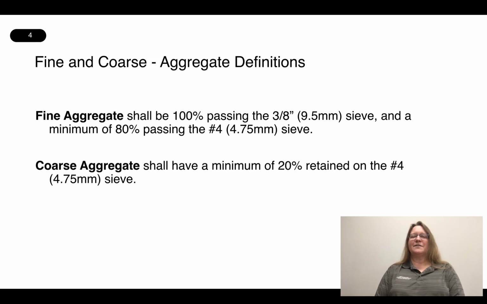And so for fine and coarse ag, the Indiana state specification definition: fine aggregate should be a minimum of 100% passing the 3/8 inch sieve and a minimum of 80% passing the number 4 sieve. Coarse aggregate, of course, shall have a minimum of 20% retained on the number 4 sieve.